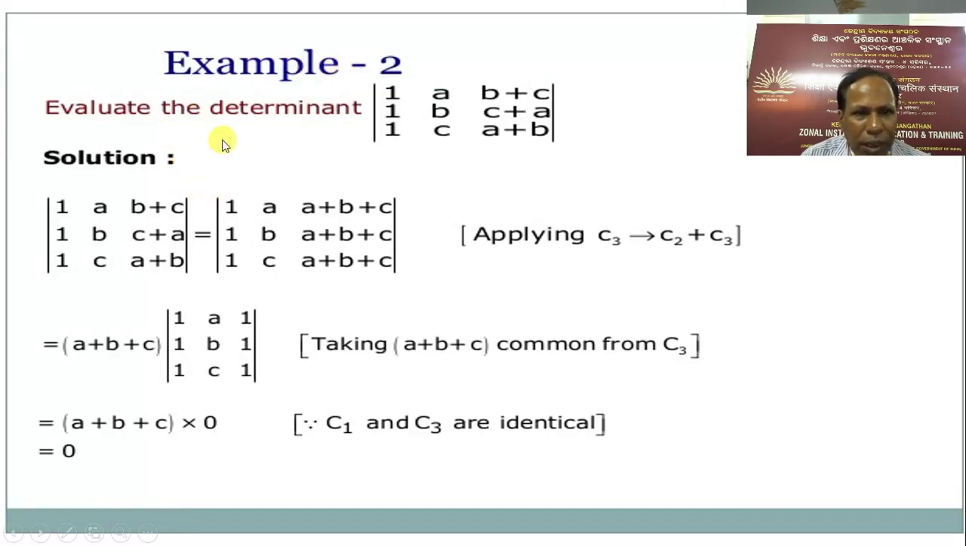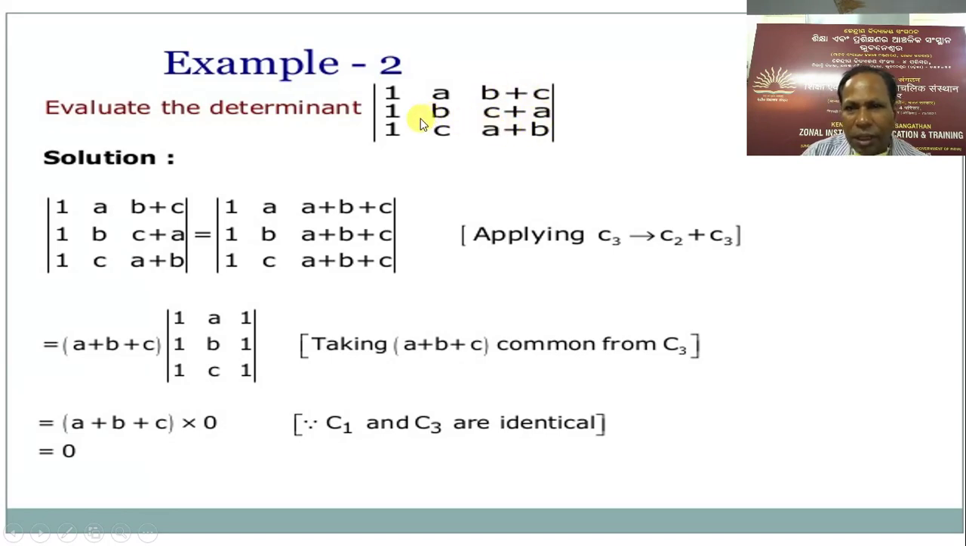Example 2, evaluate the determinant. This is an important question. First column 1, 1, 1. Second column A, B, C. Third column is B plus C, C plus A, A plus B. Again, we can apply the property that here all the elements of a column are expressed as sum of two elements, and this can be expressed as sum of two determinants, but that will be a bit lengthy. Rather, we'll try to take out the common factor.